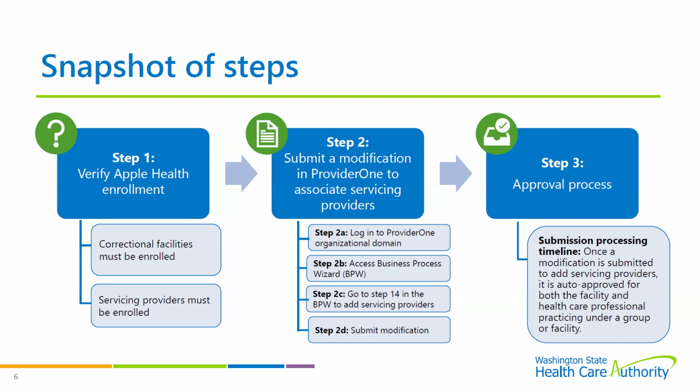In order to do that, the billing provider will log into Provider One into their organizational domain. They'll access the business process wizard, and under step 14 in the business process wizard, they'll go to add servicing providers. And then finally, they'll submit a modification. We'll go into that in much more detail.